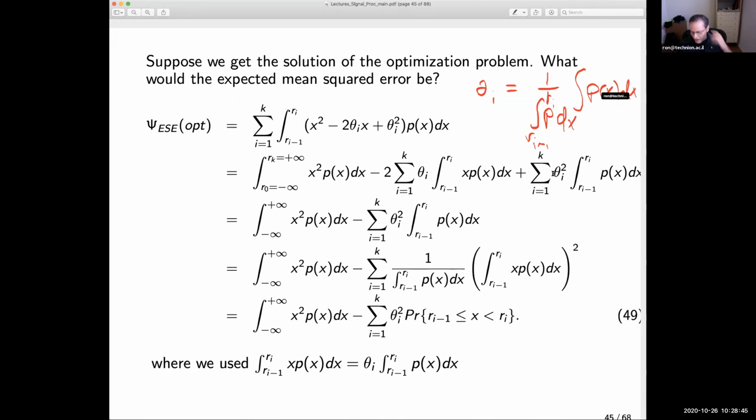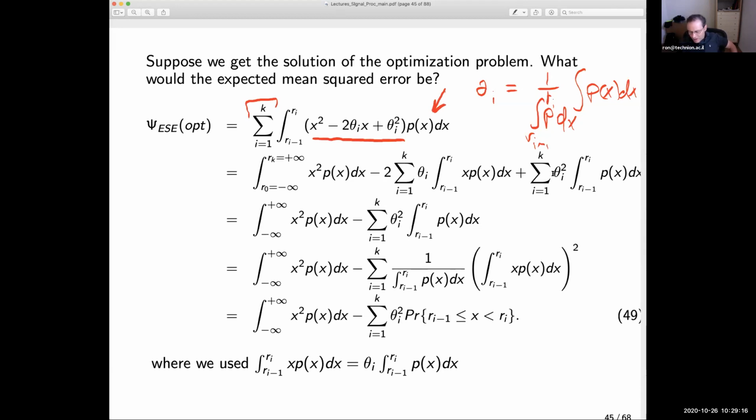So this is known, as well as the fact that the r_i's are the intermediate points between the theta_i's. So this is what I would do. I would sum over all my intervals, and within each interval, I would sum the square error and multiply it by the probability. Okay, so if I do that, I can now open the brackets and play with the summation.